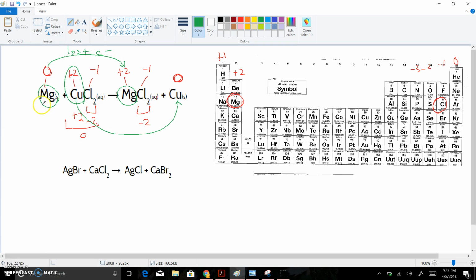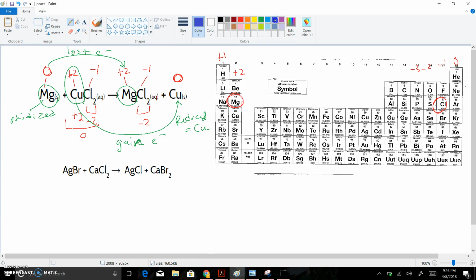If you lose electrons, you are called oxidized. Magnesium is oxidized. Which means on the other side, I've got copper 2+, going to a 0. The only way to go from a positive to a 0 is if you gain electrons, gain negative stuff. Gaining electrons means you're reduced. Copper is reduced. Magnesium is oxidized, copper is reduced.